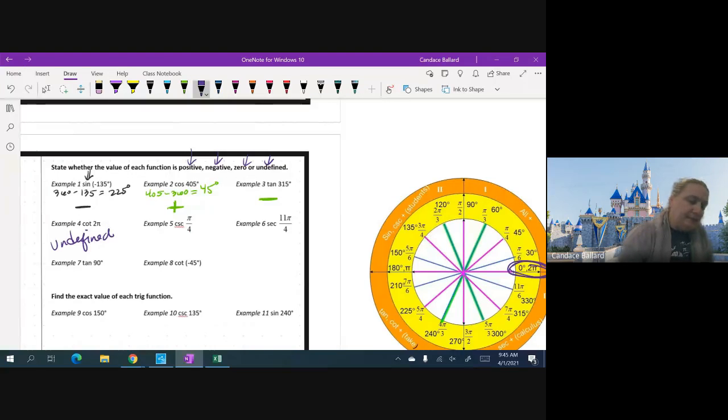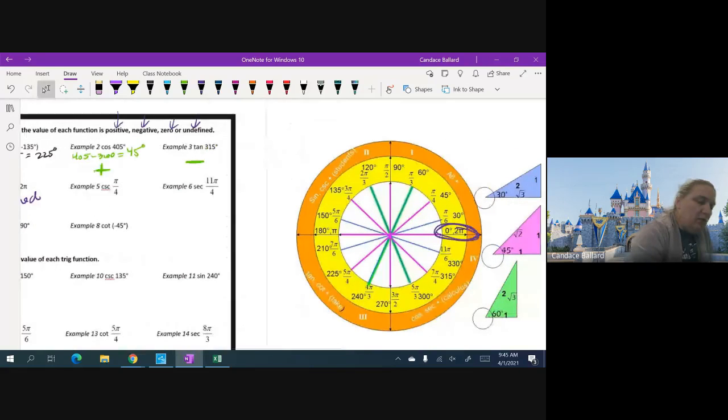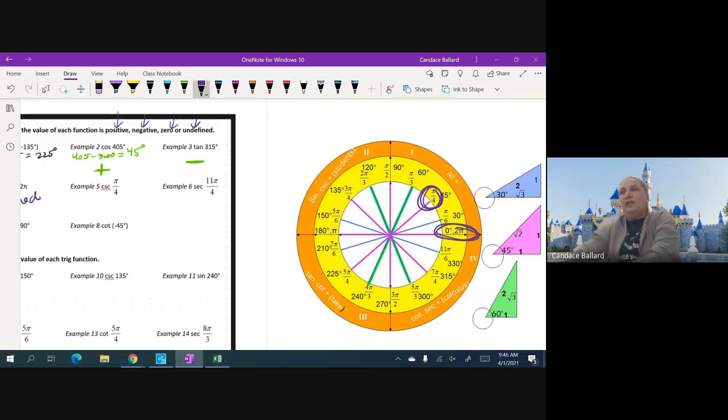All right, you're going to help me now. So cosecant of pi over 4. So locate pi over 4. And then tell me in the chat, is the cosecant of pi over 4 going to be positive or negative in quadrant 1? Tell me what you think. All I need is a plus or a minus. All right, so we know that it is positive. Good job.